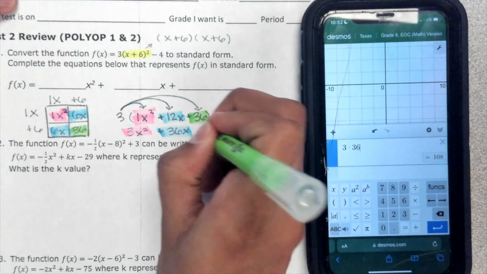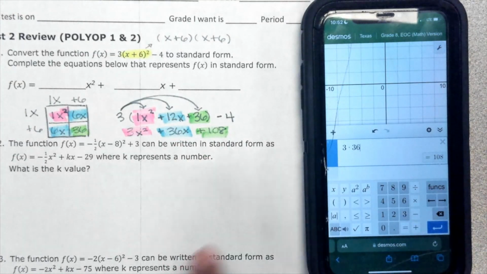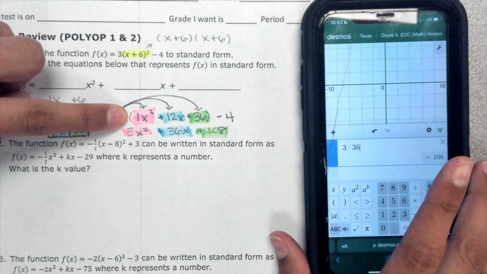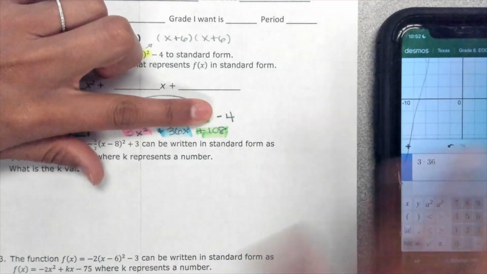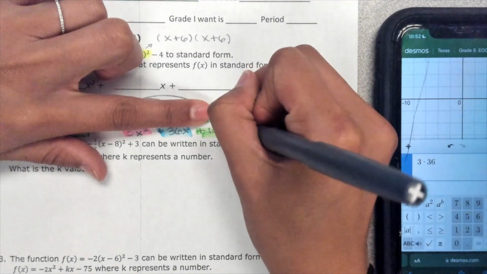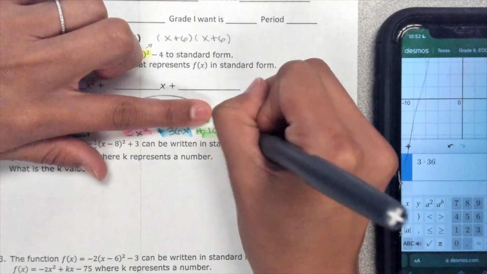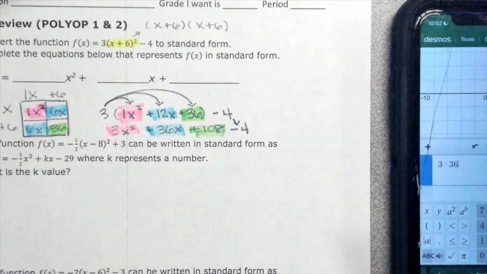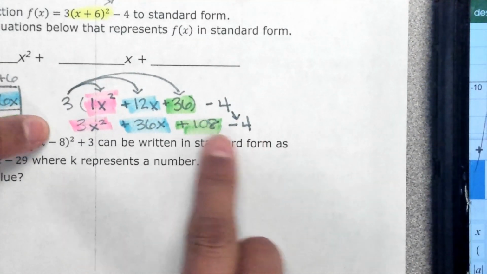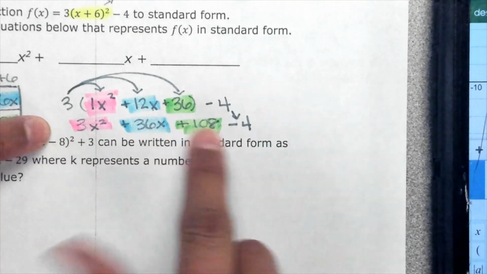And that stays the same color as well. All right, now that we've gotten rid of the 3 on the outside, all that's left is that minus 4 on the outside over here. So we're going to bring it down, okay? Now that we've distributed, which one of these are like terms with the negative 4?